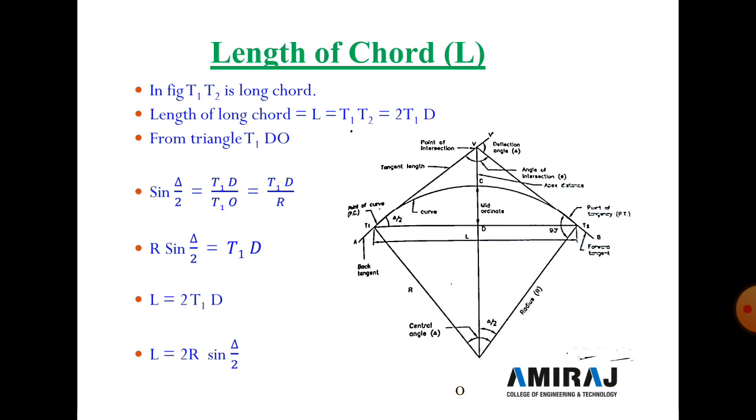Now the next equation is for finding the length of the chord. The length of the chord is the total length from the starting point to the end point. This length is the length of the chord. So the length of the chord, L, is T1 to T2. In other words, 2 times T1D or T2D. Clear? So this length we find out.